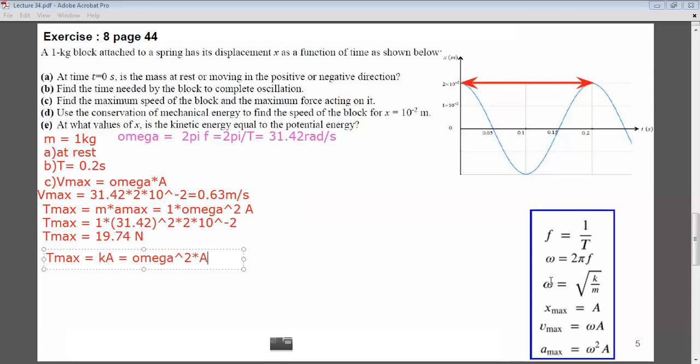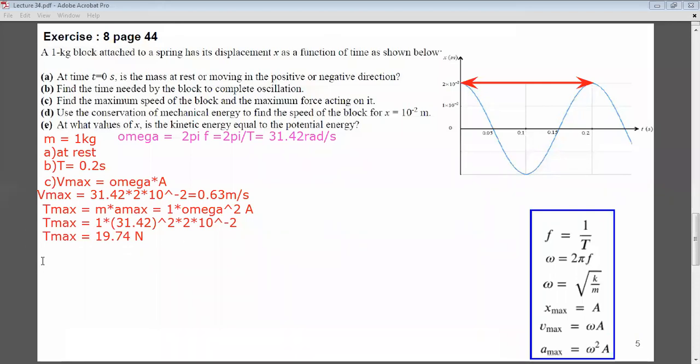Omega squared here will be omega squared times M times A. So I can either get it using M A maximum or K A, it should give me the same answer. In the solution down, I used K A, but feel free to use M A maximum. Let's continue. Let's erase this.